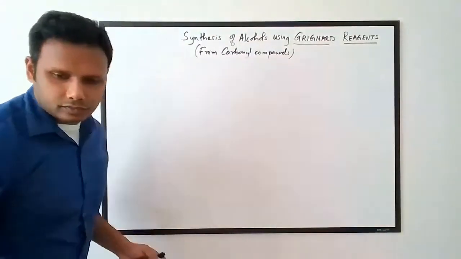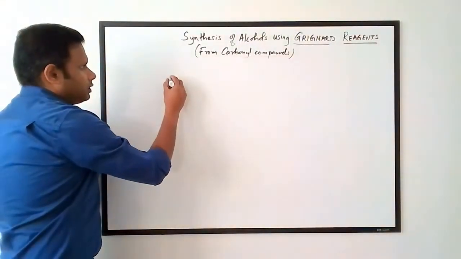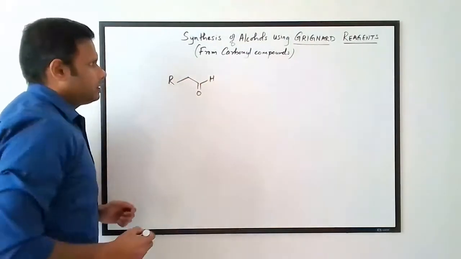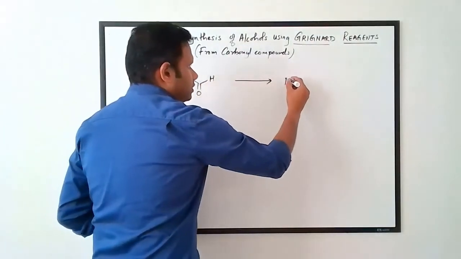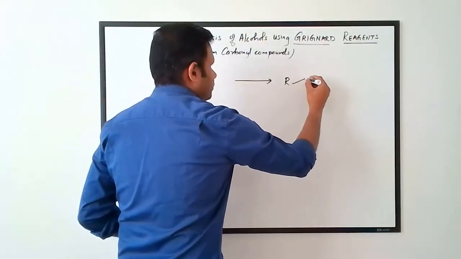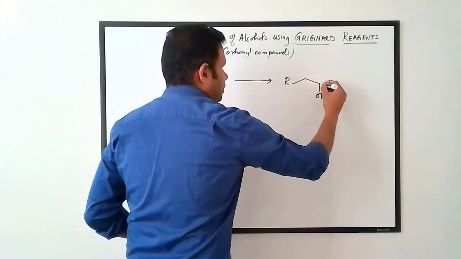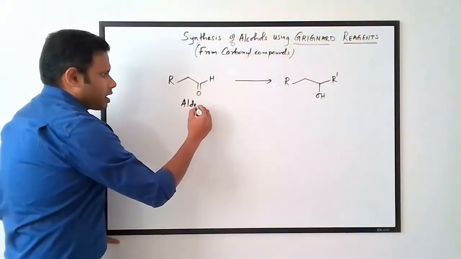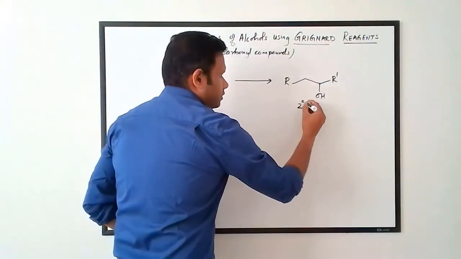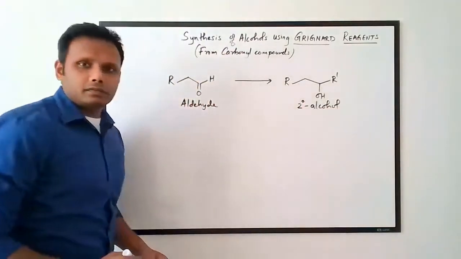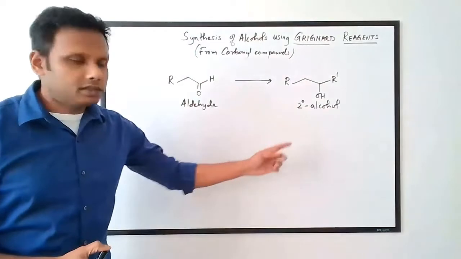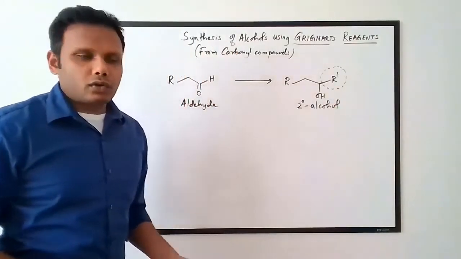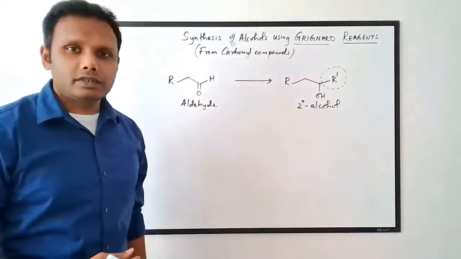If we think about it, when we have an aldehyde and I want to convert it into a secondary alcohol, this is an aldehyde and this is a secondary alcohol. To do this transformation, it looks like we need to bring in an R group, an alkyl group, a carbon-containing group.